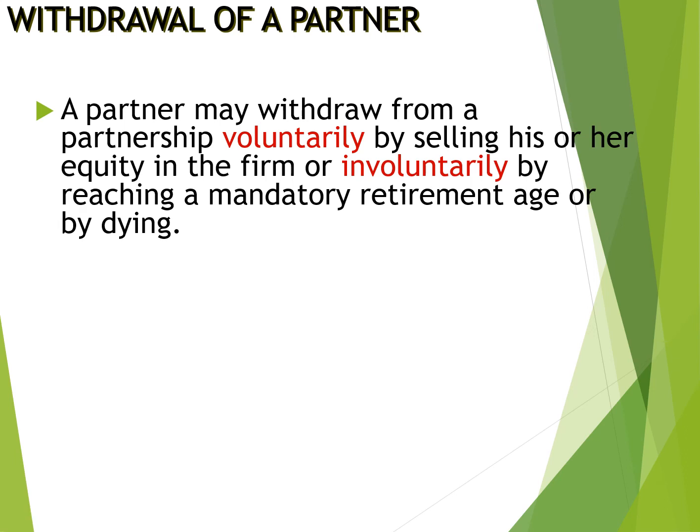A partner may withdraw from a partnership voluntarily by selling his or her share to the other partners, or involuntarily by reaching a mandatory retirement age or by dying.